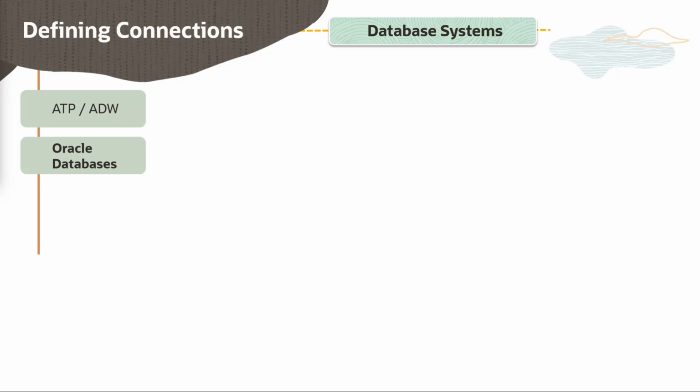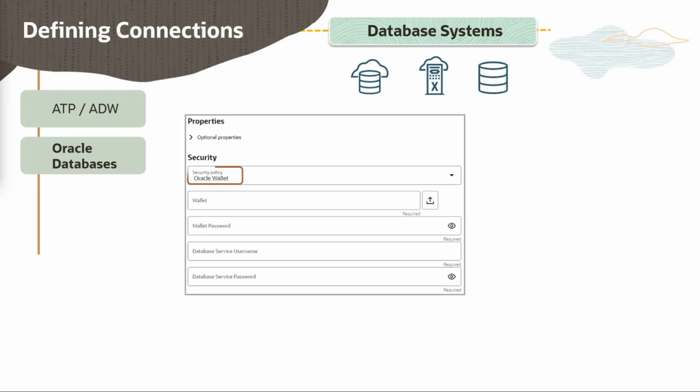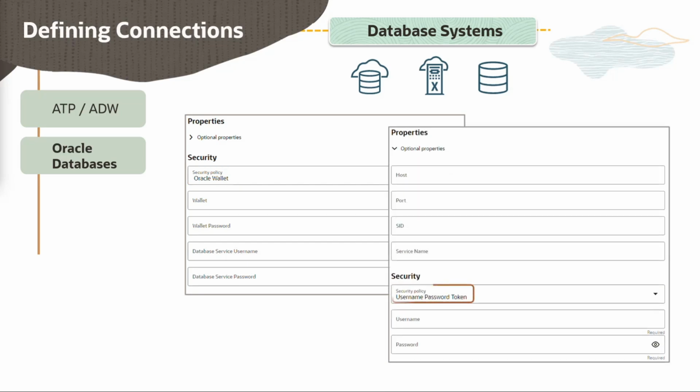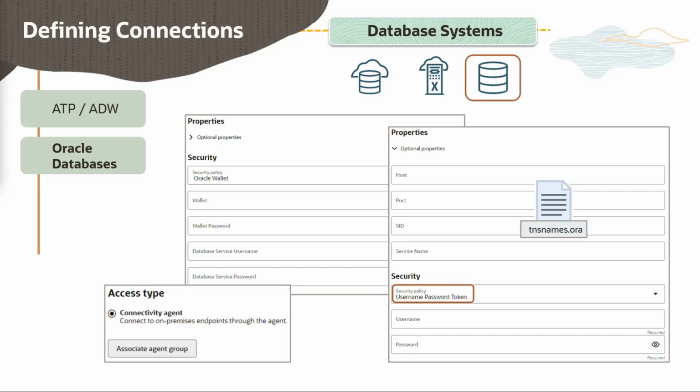As to other Oracle databases, such as Oracle Database Cloud Service, Exadata Database Cloud Service, or even an on-premises Oracle database, defining the connection can use the Oracle Wallet Security Policy, where you upload the wallet containing all the connection information, or use the username password token policy, which will require you to obtain that connection information from the tnsnames.ora file. In addition, for on-premises Oracle databases, you will need to associate access with an appropriate connectivity agent.